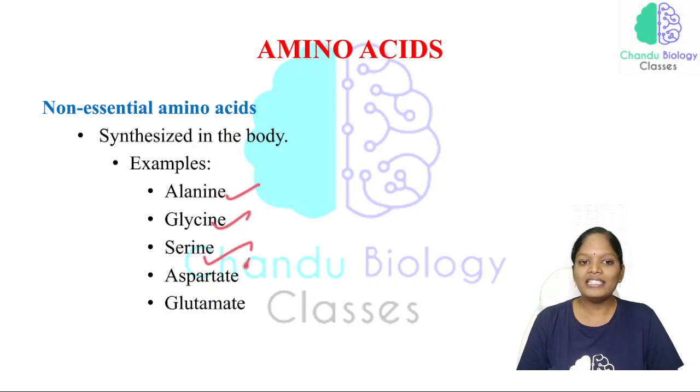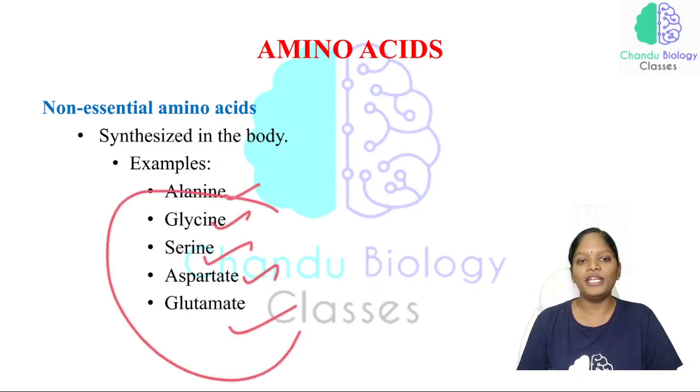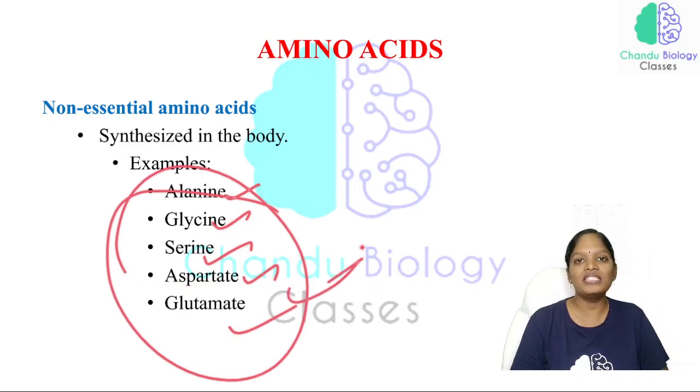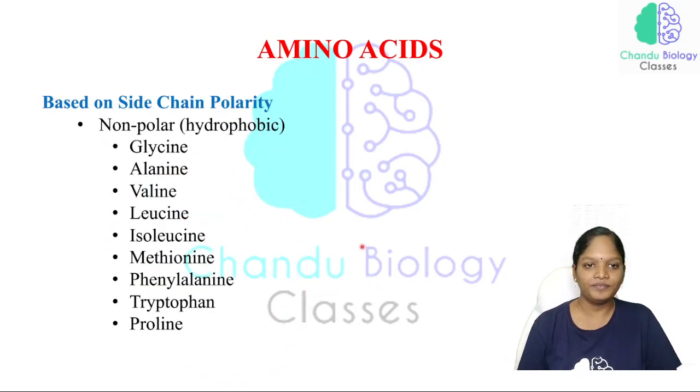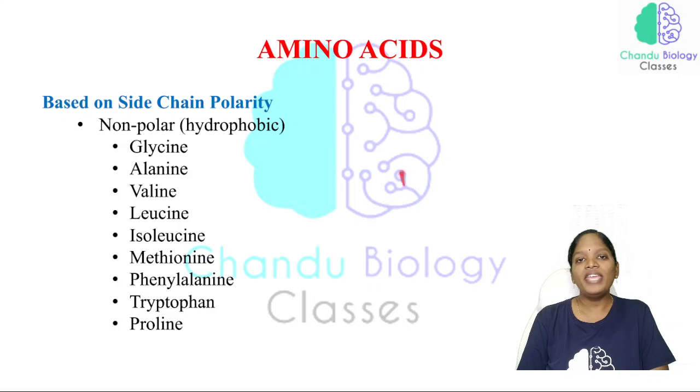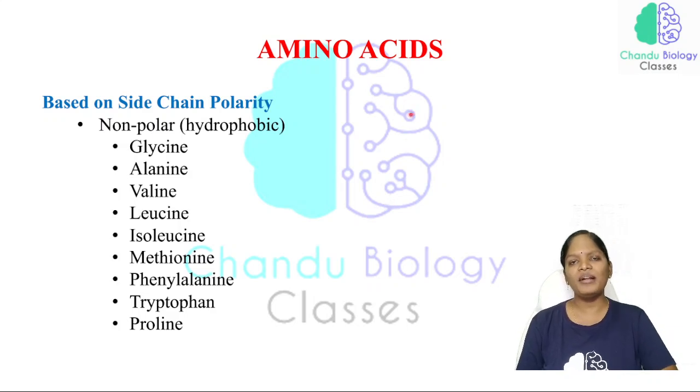Non-essential amino acids are synthesized in our body, not taken in the diet: alanine, glycine, serine, aspartate and glutamate. All these amino acids are synthesized in our body itself. So this is how the 20 amino acids are categorized based on the nutritional requirement.